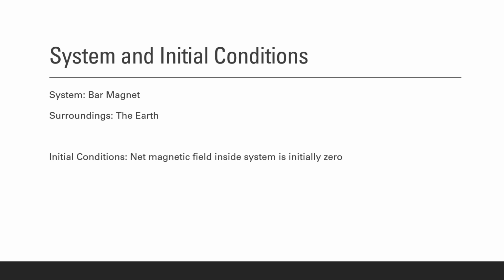So, the system and initial conditions. The system in this experiment is the bar magnet, the surroundings is the Earth, and the initial condition is that the net magnetic field inside the system is initially 0 before a magnetic field from the bar magnet is applied.